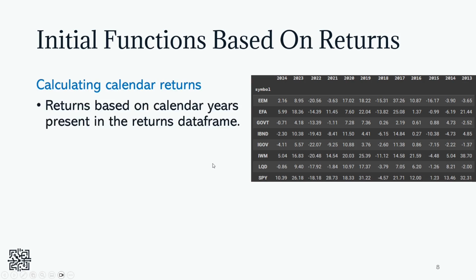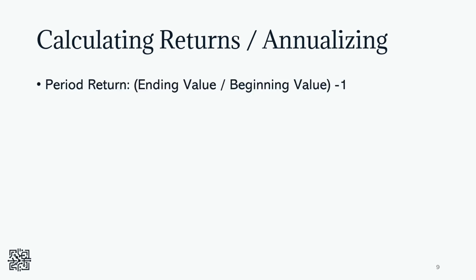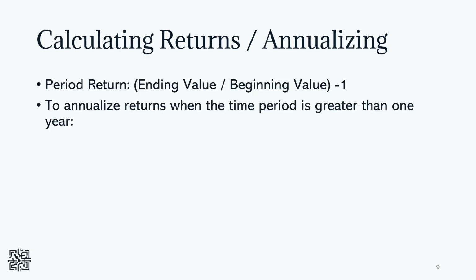So then we also have calendar returns. Calendar returns, just as the name implies, we're just looking at what the return was in 2024, 2023. So it's just a quick way to visualize performance for an actual calendar year. Other functions that we need to do: how do you annualize returns and how do you annualize volatility?